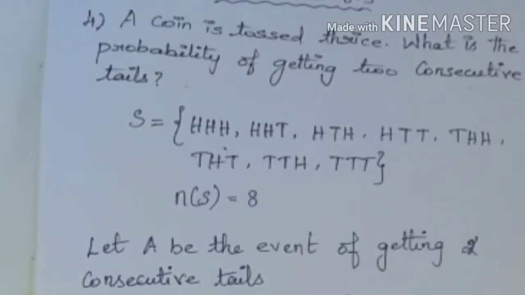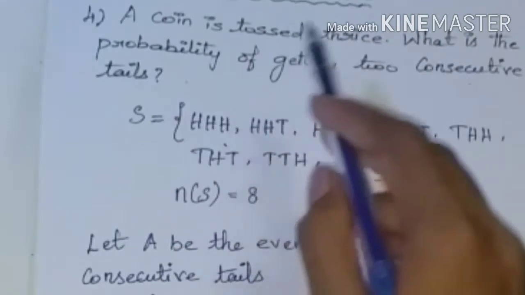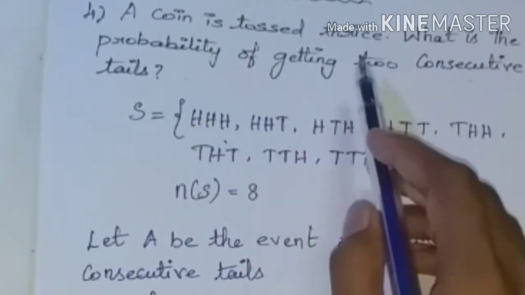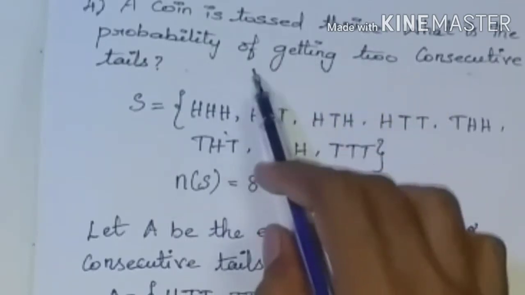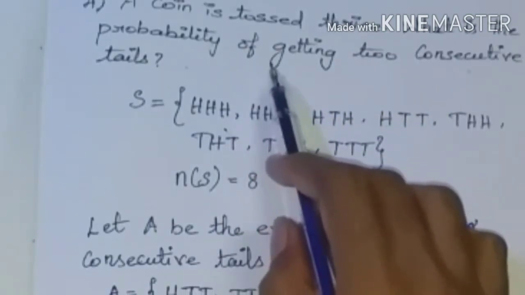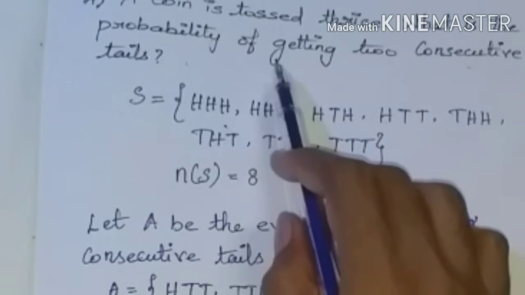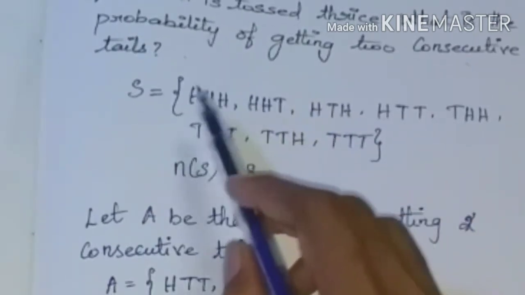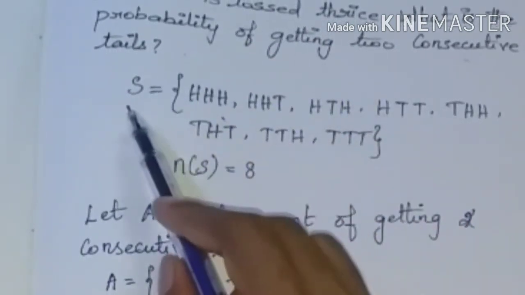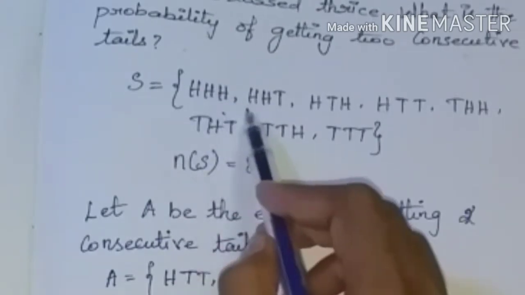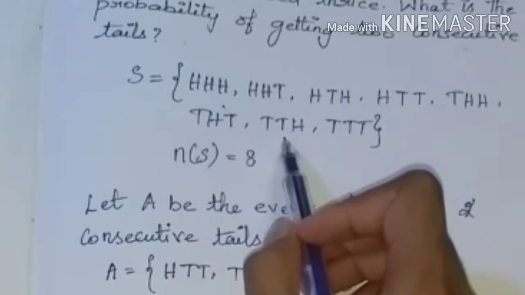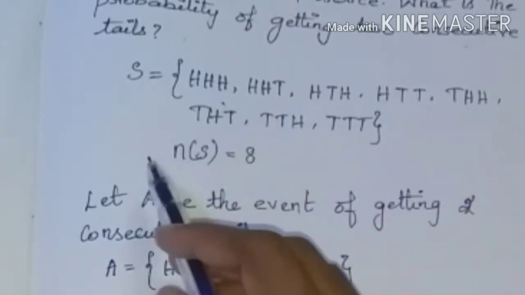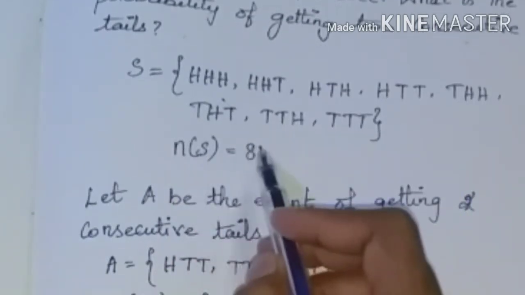Friends, let us look at the sum once more. The question is, a coin is tossed thrice. What is the probability of getting 2 consecutive tails? Consecutive means one after another, they asked the probability of getting 2 tails one after another. So the sample space for tossing 3 coins is HHH, HHT, HTH, HTT, THH, THT, TTH, TTT. So the total n of S is equal to 8.